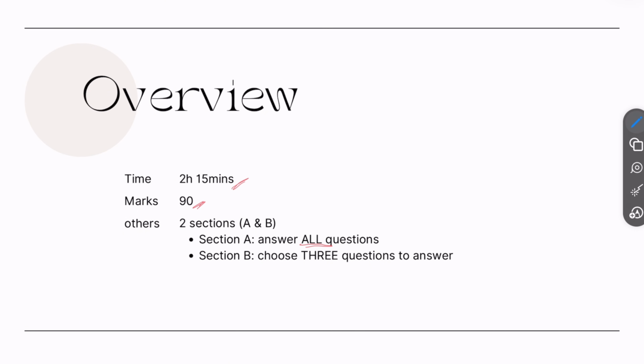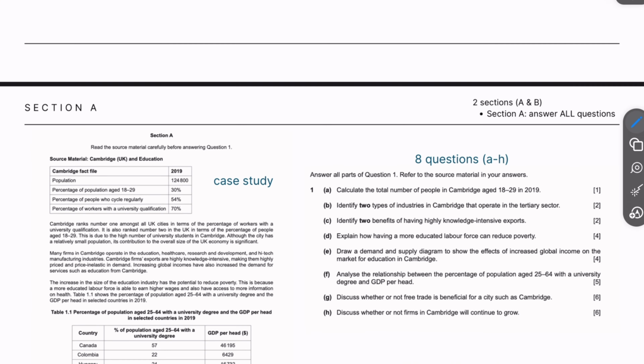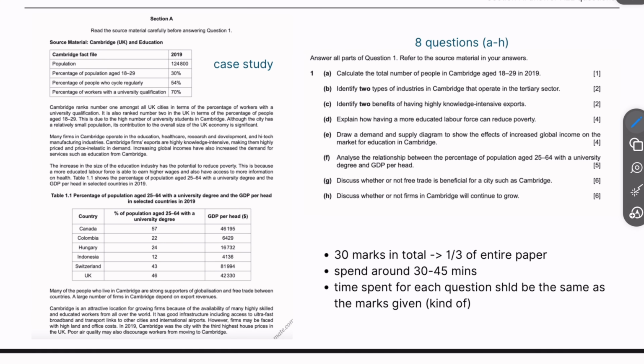Please don't answer all the 4 questions as you'll be wasting your time and no extra marks are given even if you answer them. For Section A, a case study and 8 questions will be given, and the total marks for this section is 30, which is about 1/3 of the entire paper. Make sure to do all 8 questions and you can spend around 30 to 45 minutes here, but no more than 45 minutes as you'll be taking time out from Section B.